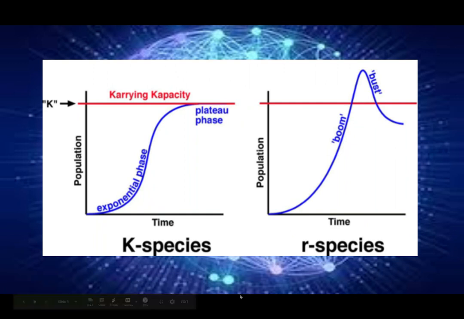So here's a nice graph comparing the two. Your K-selected, or logistic growth species, have that exponential phase, but then they plateau out. Ignore the fact that that is misspelled with a K. Your R-selected species have that boom or bust, where there's a massive exponential growth phase, and then they crash because the ecosystem can't support that many. Or maybe the weather changes and it doesn't support their needs anymore, and you have this massive bust.